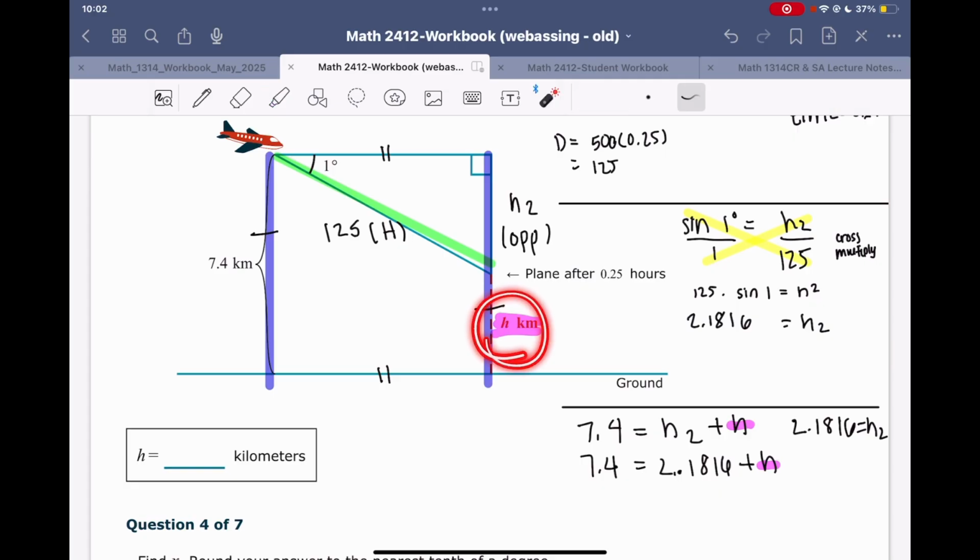We're trying to determine what H is equal to. Again, this is H. So we subtract 2.1816 from 7.4. And we're left with H is going to equal 5.2184.